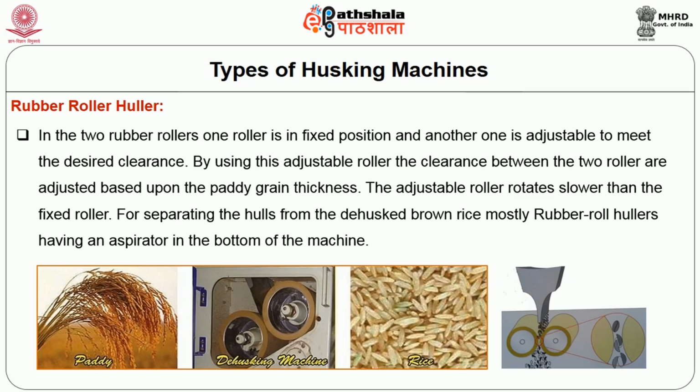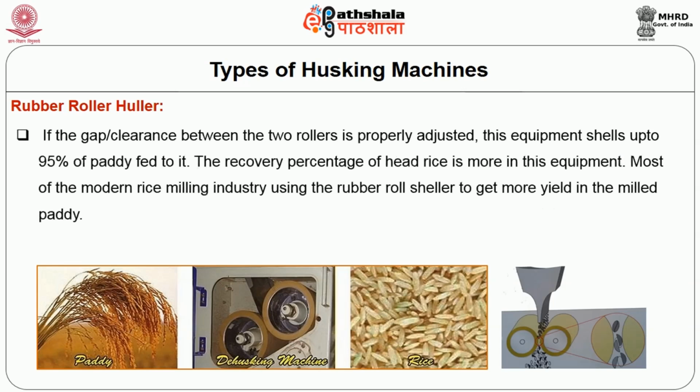For separating the hulls from the dehusked brown rice, mostly the rubber roll huller has an aspirator in the bottom of the machine. If the gap or clearance between the two rollers is properly adjusted, this equipment will remove 95% of the paddy husk which is fed to it. The recovery percentage of head rice is higher in this equipment. Most modern rice milling industries have the rubber roll sheller to get more yield in the milled paddy.